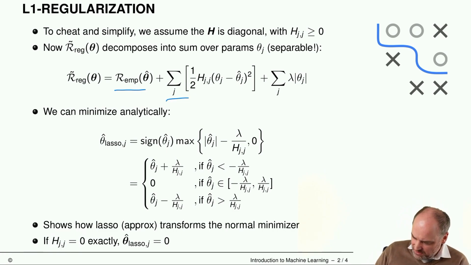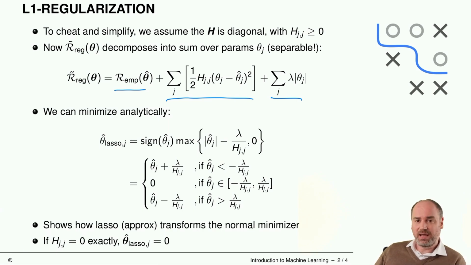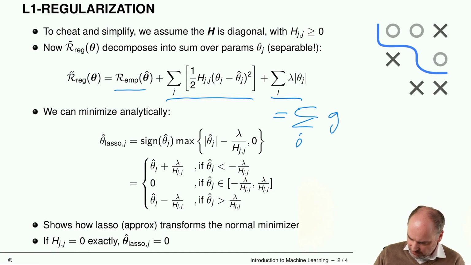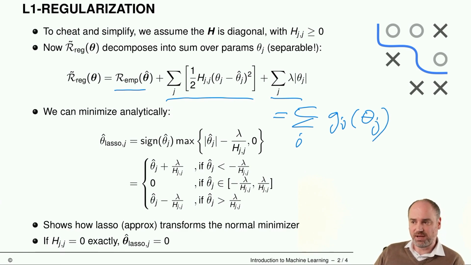But then for the remaining terms, these are basically separable sums where each component with respect to j only refers to theta j and nothing else. So this is actually a separable function. You could also say that this function can be written like that: j terms where we have these functions g_j that only depend on theta j, right? This is the underlying structure.